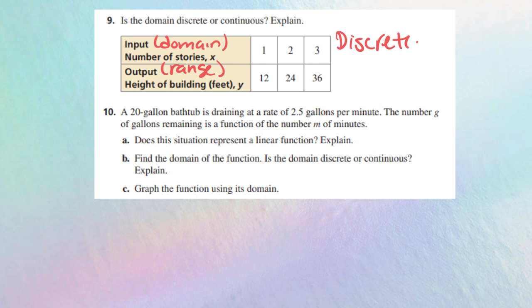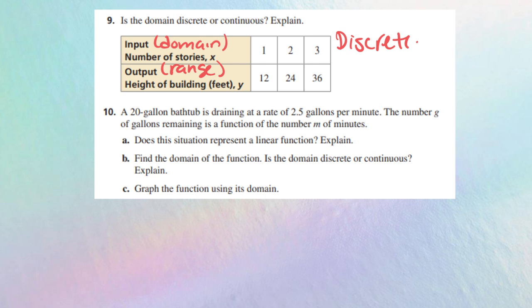Number 10. A 20-gallon bathtub is draining at a rate of 2.5 gallons per minute. The number G of gallons remaining is a function of the number M of minutes. Does this situation represent a linear function? Why is it linear? There's going to be a rate of change, isn't there?